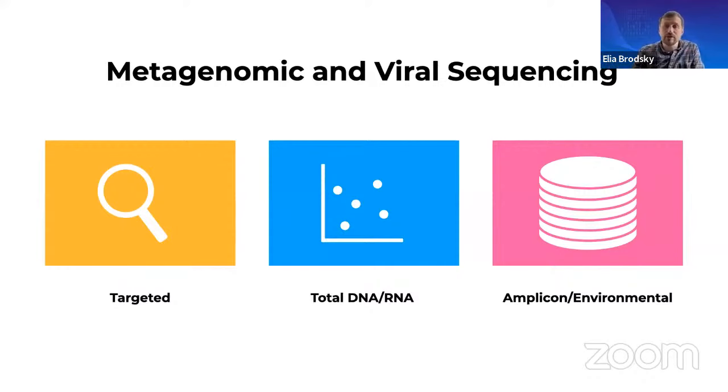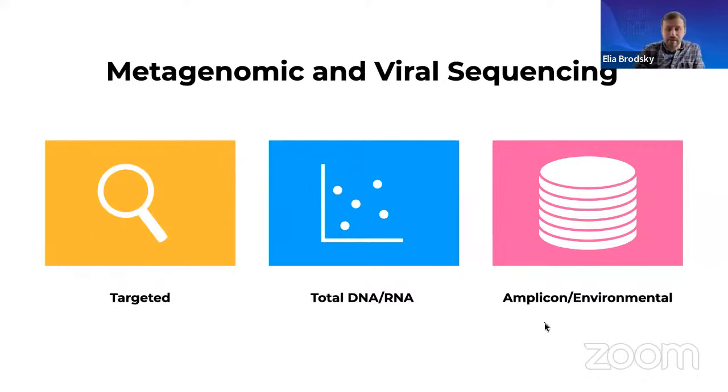So we can sequence particular regions by amplifying them, and that's called targeted sequencing. Another type of sequencing is total DNA or RNA. When we're not looking for any particular region, but we're saying, let us just extract all of the genomic material from a particular sample and sequence everything. And then finally, you can see here, amplicon environmental.